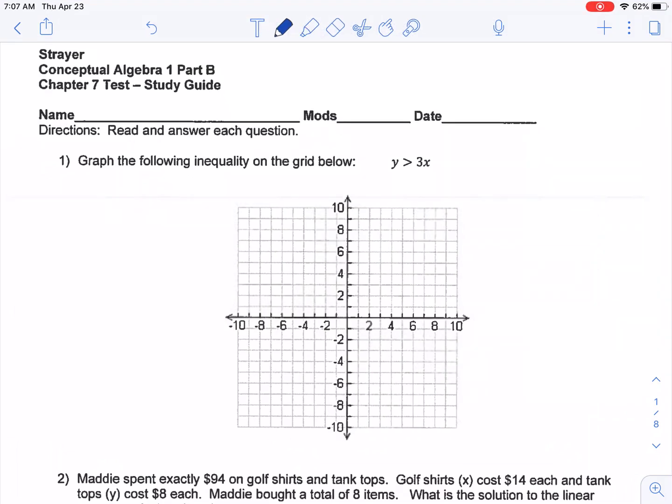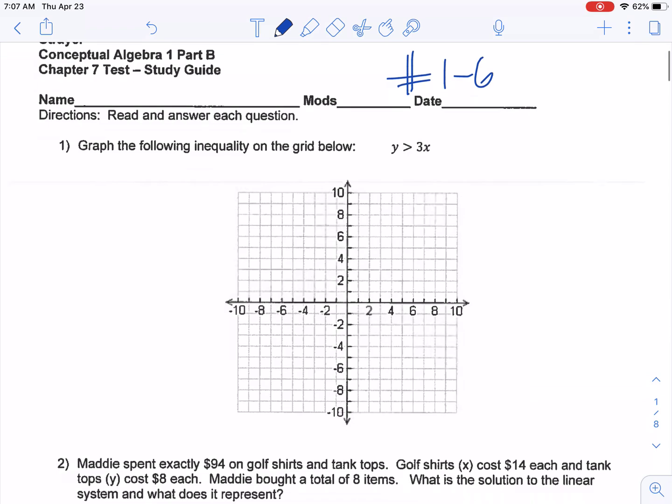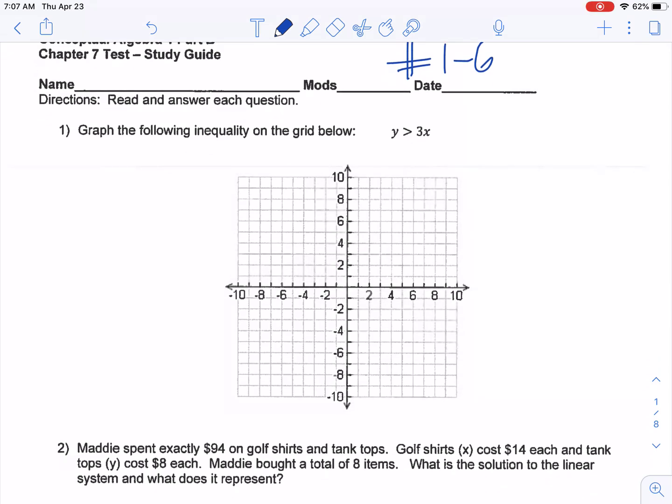Hello, today we are going to check over study guide questions number 1 through 6. So let's get started. Number 1 says graph the following inequality on the grid below. So y is greater than 3x.